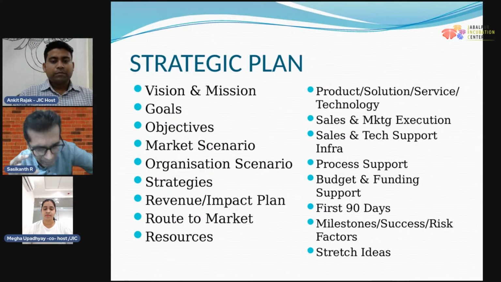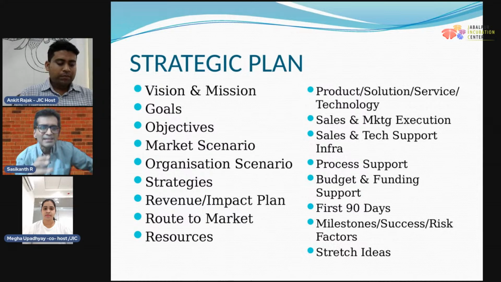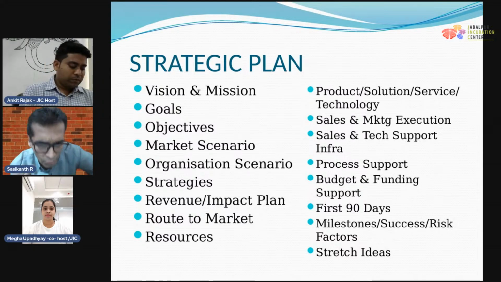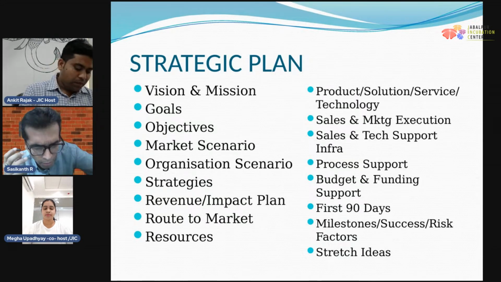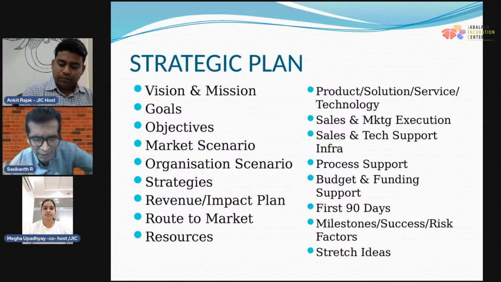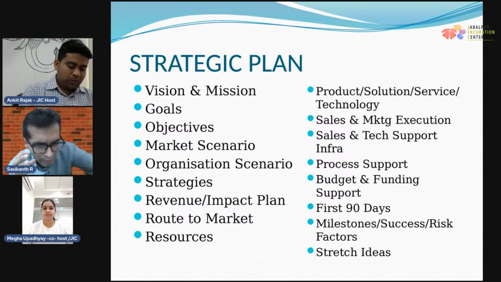So you need to understand this and put this in the strategic plan, because when you present your strategic plan to the board or to the investors or to your key partners, let's say if you're looking out for some co-founders and they need to understand your strategic planning, this market scenario will definitely tell them how much groundwork you have done to exactly take your startup to the next stage. So market scenario is one of the very important parts of the strategic plan.